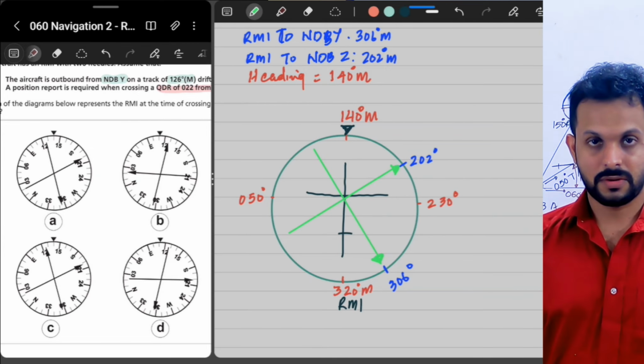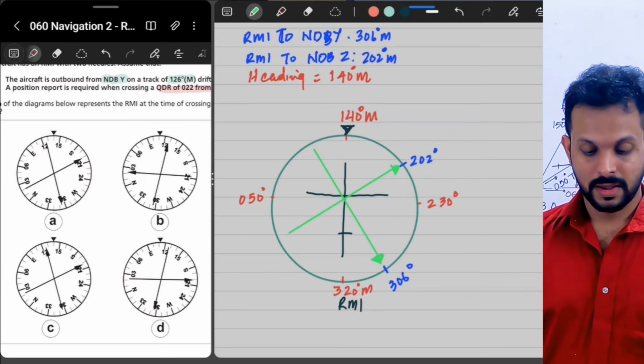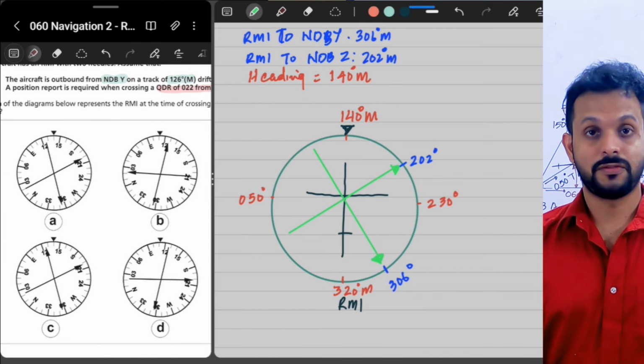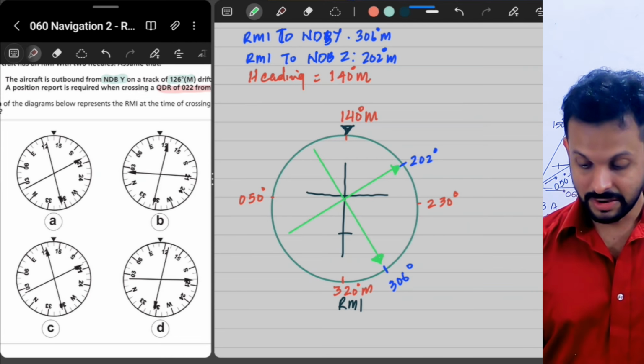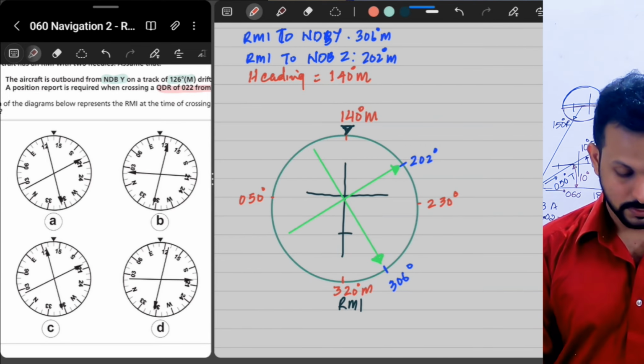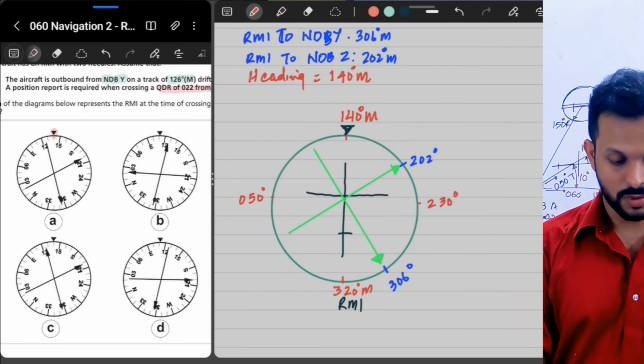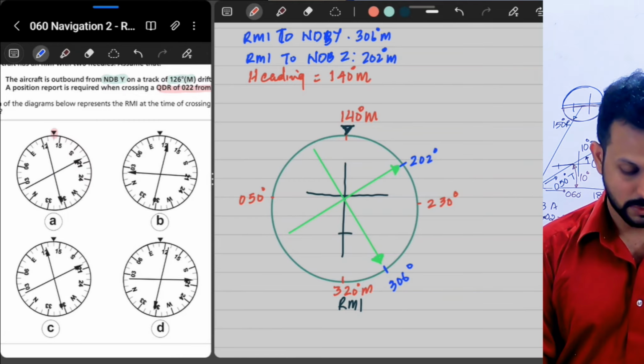Let's look at the figure from an actual value point of view. Look at the heading. First thing to fix is the heading. Out of the 4 figures, you're looking for the figures which have 140 degrees as the heading. So let's find out. Over here you can see the heading is somewhere around 130, 140. Perfect. So this is 120 here.